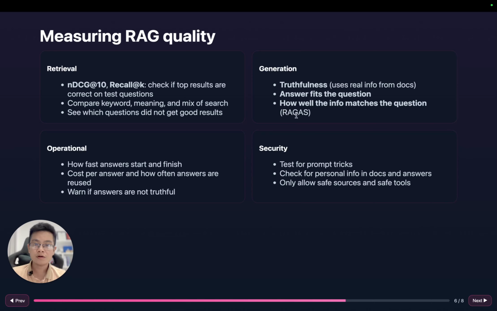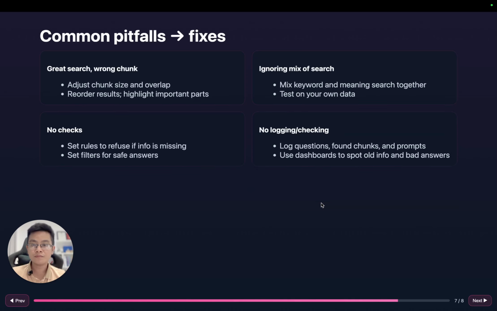Again, you can choose a Retrieval Augmented Generation assessment tool here. And then for the operation, you need to care about how fast the answers start and finish, and also the cost of the answer. And for the security, test for prompt injection, prompt checks, and a very important thing is to check for personal information and secret or sensitive information in the documents and answers. Okay, and also only allow safe sources and safe tools.